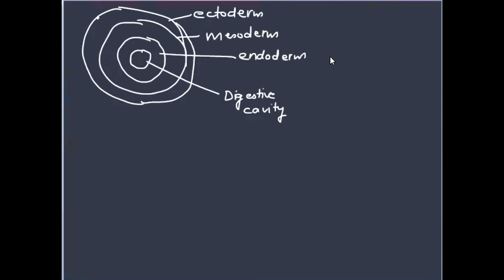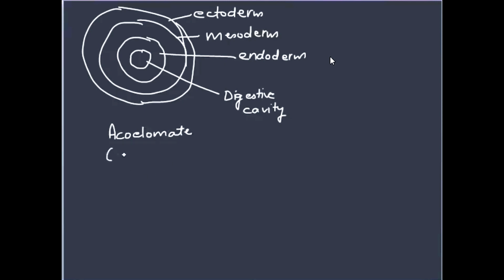Okay. So you have three regions here. You have a digestive cavity. So this is an empty space. Outside of it, you have an endoderm, mesoderm, and ectoderm. In this case, there's no special body cavity or coelom. So these kind of animals, we'll be calling them acoelomates. Meaning that the coelom is absent.